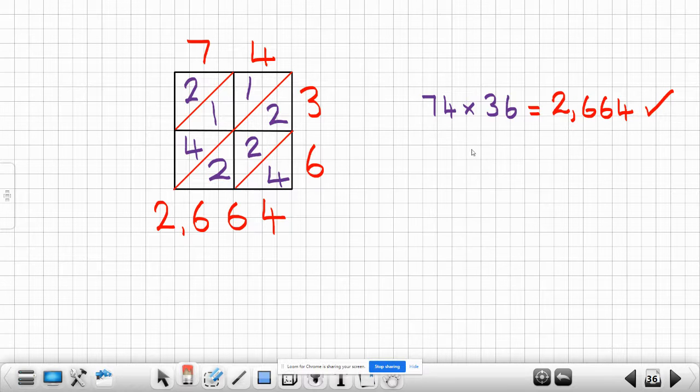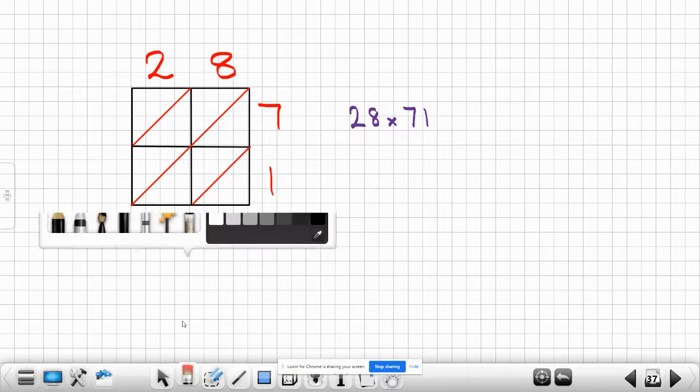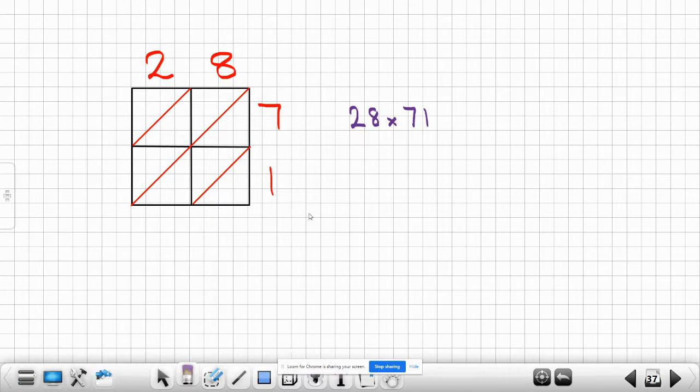2,664. Very good. So we can move on. Pause the video if you want to have a go, or stay with me if you're not quite ready. Okay, we've got 28 times 71. So 28 at the top, 71 down the side, and let's change colour and go for it.